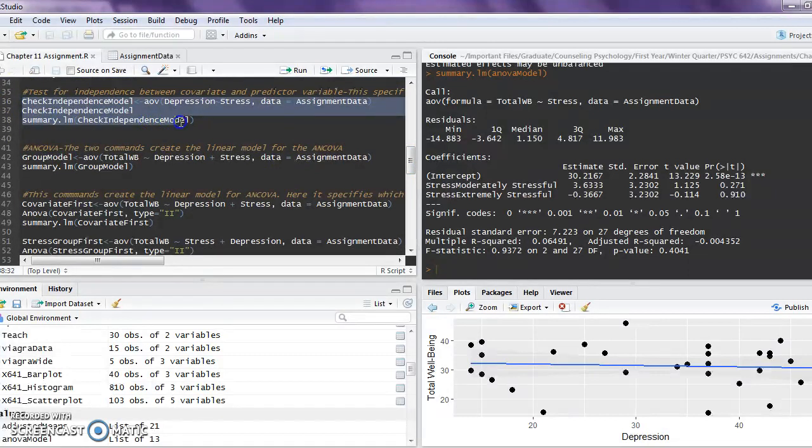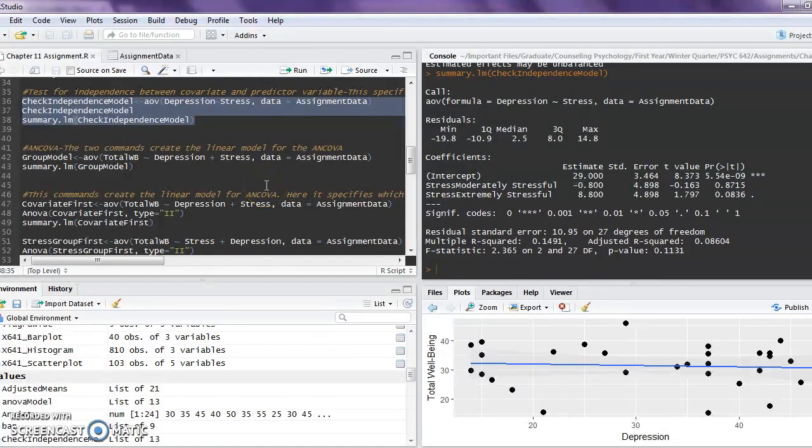The next assumption that we want to check is the independence between the covariate and predictor variable. You want to check this to make sure that your predictor variable, in this case stress, is not related to depression in any sort of way. So this is essentially the command. We ran this, and remember, to test for independence between your covariate and your predictor variable, you would want to conduct an ANOVA or a t-test. In this case, I went with how Andy Field did it in his book, an ANOVA.